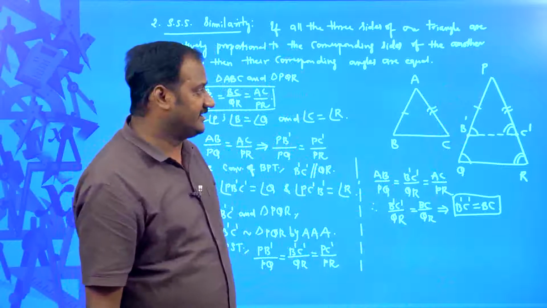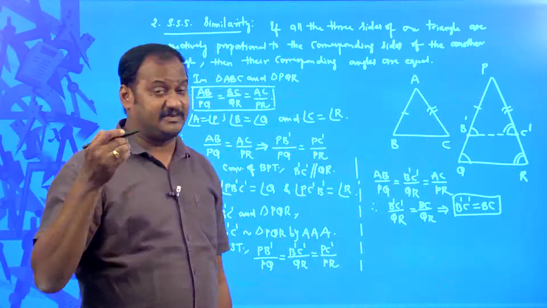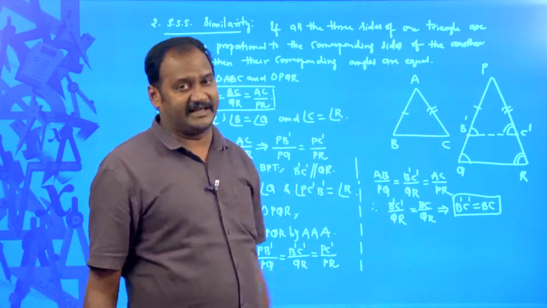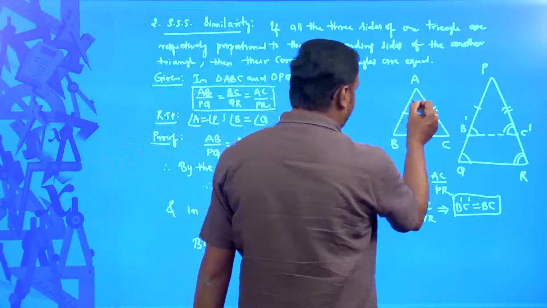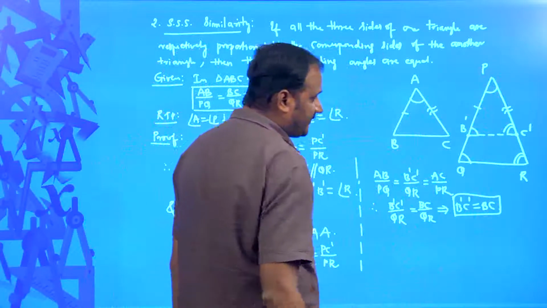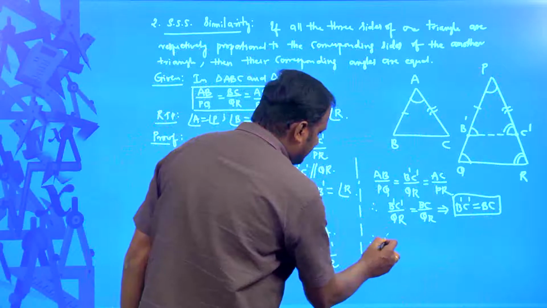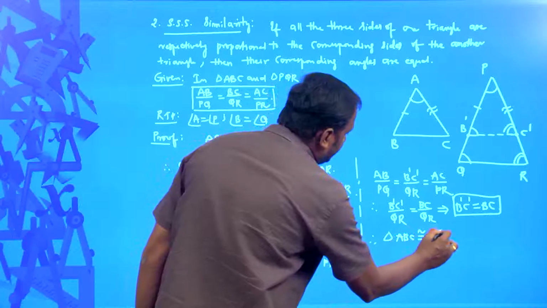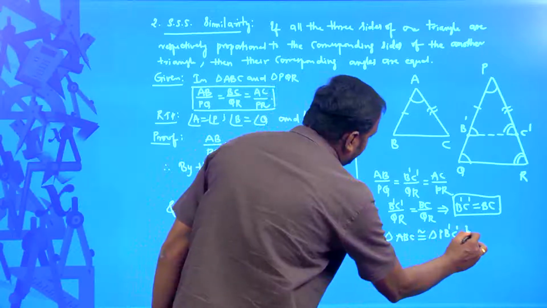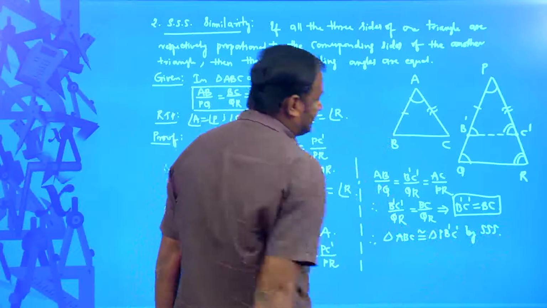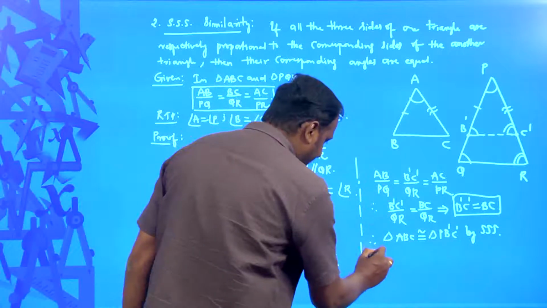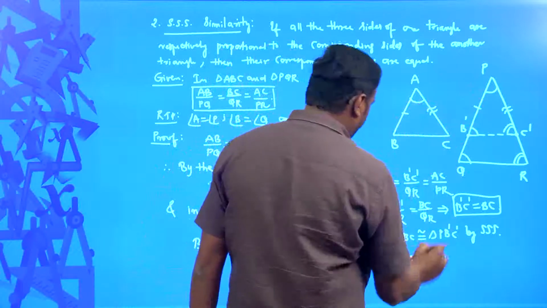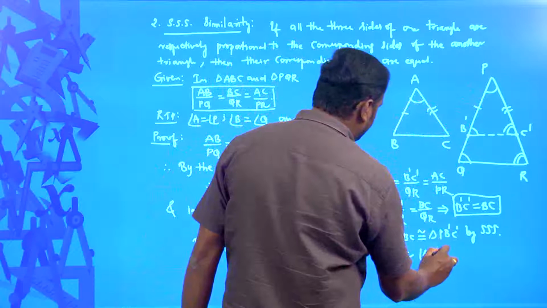If two triangles are congruent, then their corresponding parts are also equal. What are the corresponding parts? We know about the sides, then corresponding angles are equal. Corresponding angles means angle A is equal to angle P. I would write this: therefore, triangle ABC is congruent to triangle PB'C' by SSS congruence. Therefore, by CPCT, I would say that angle A is equal to angle P.